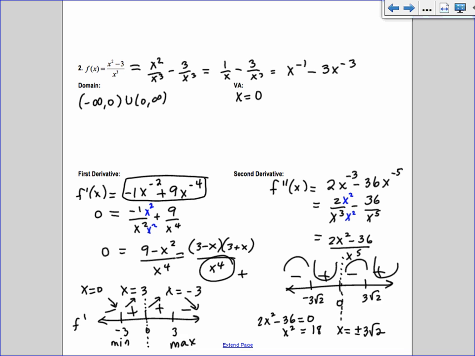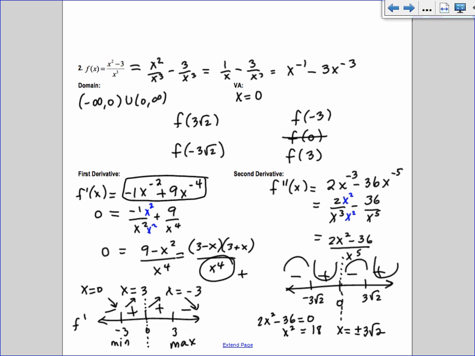All right, so we need to graph it out. So let's find some different values. So we need to find lots of values. f of negative 3, f of 0, f of 3. Well, f of 0 is nothing, right? That doesn't work. That's an asymptote. And then we need to do f of 3 root 2 and f of negative 3 root 2.